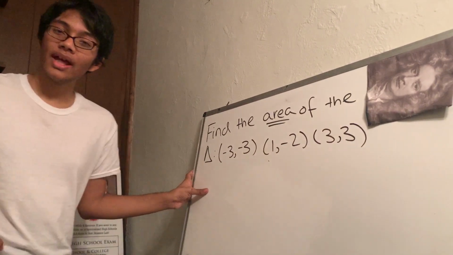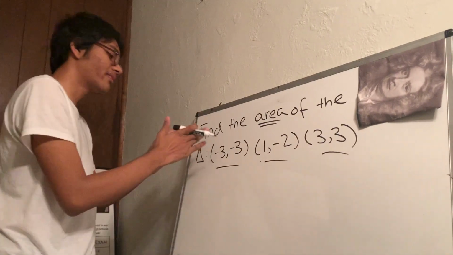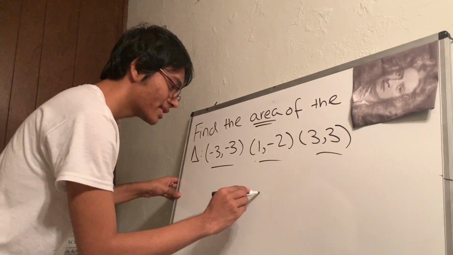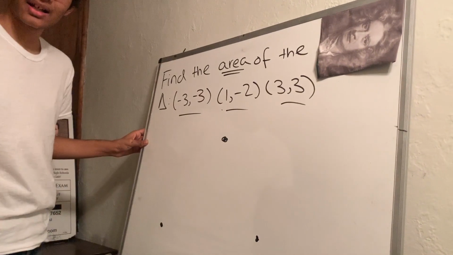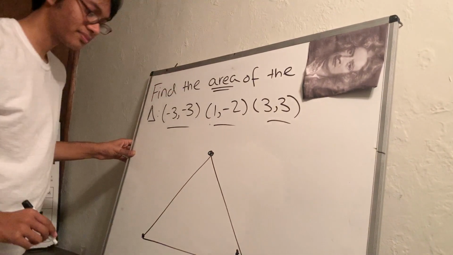So, what do we have here? Here we have 3 points. How do I know these are points? Because they have an x coordinate and a y coordinate. Okay? So when you have 3 points, what do you really have? Well, connect those points up, and what you get is a triangle.